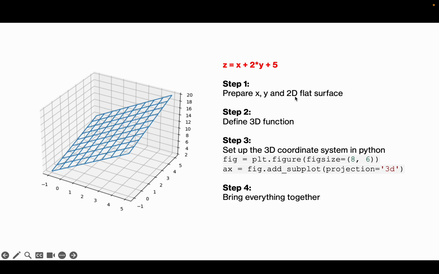And then based on this 2D flat surface, you're going to further define z, which is the second step. You're going to define the 3D function, z equal to the linear combination of x and y. After you define the data, you're going to set up the 3D coordinate system in Python. This is the space you're going to do the visualization. And finally, once you have the data and the 3D space, you're going to bring everything together to compose the entire function in 3D space.